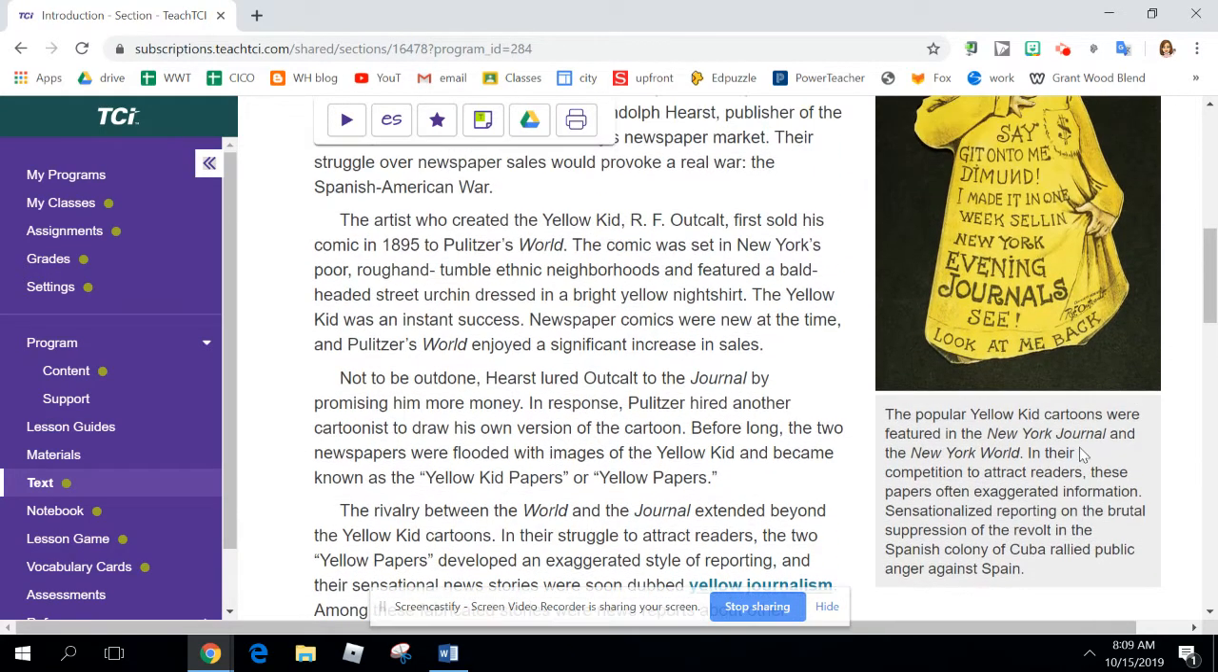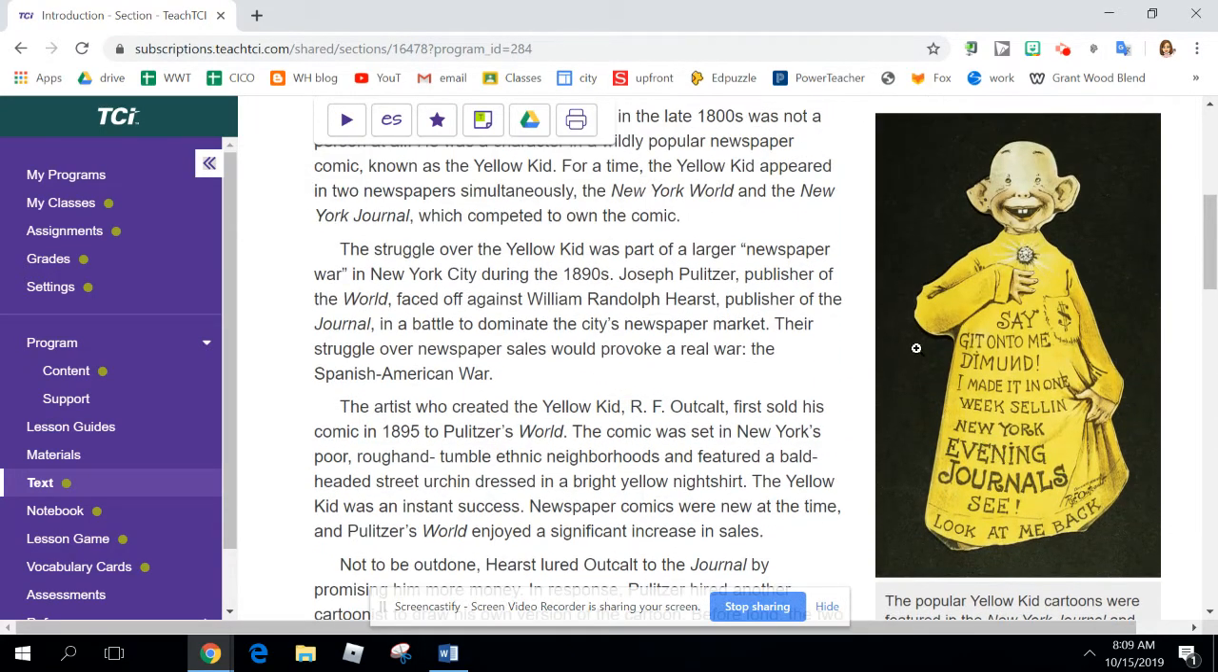Let's go ahead and look at the Yellow Kid for a second. Let's see what he looks like. They mentioned that he was kind of a rough and tumble type kid. He grew up in a poor neighborhood and he grew up in an ethnic neighborhood. So let's see what this kid's saying today. He's looking a little haggard, right? Doesn't have any hair. He's got his yellow pajamas on.